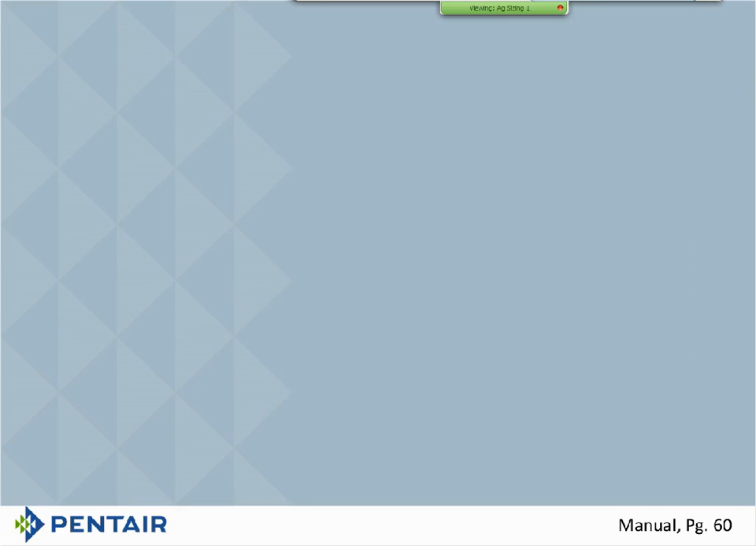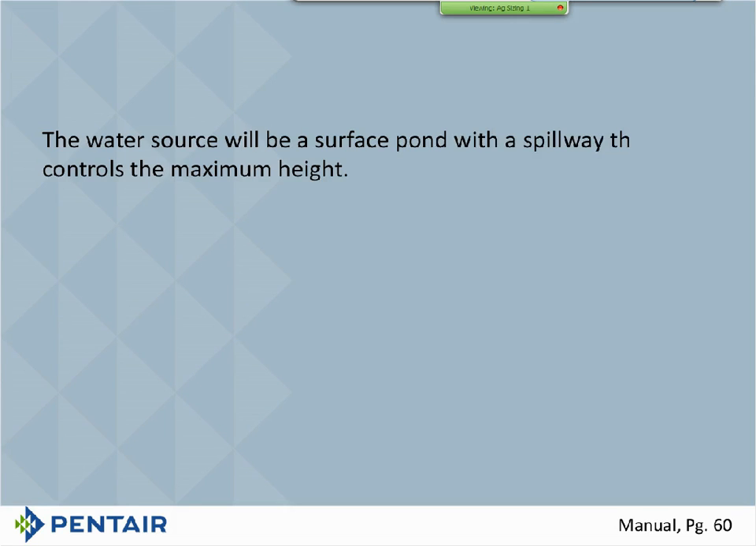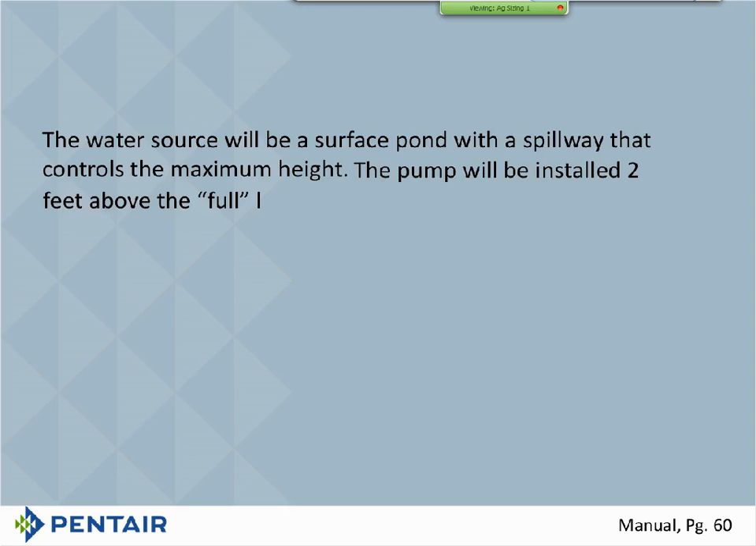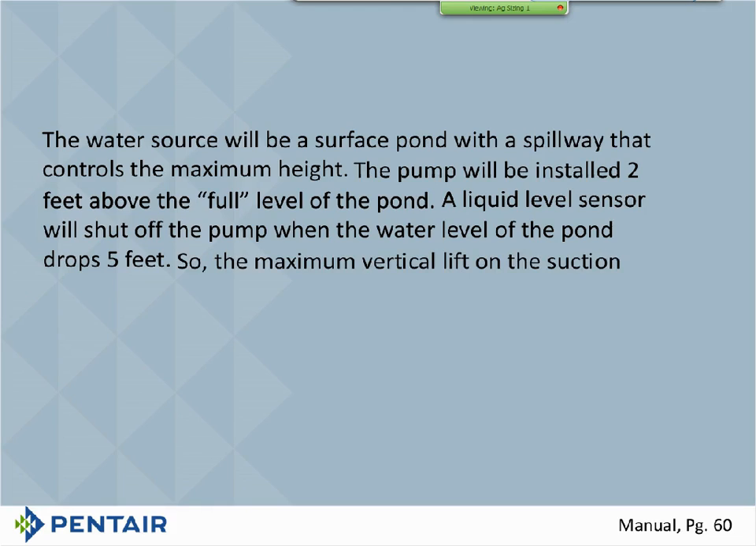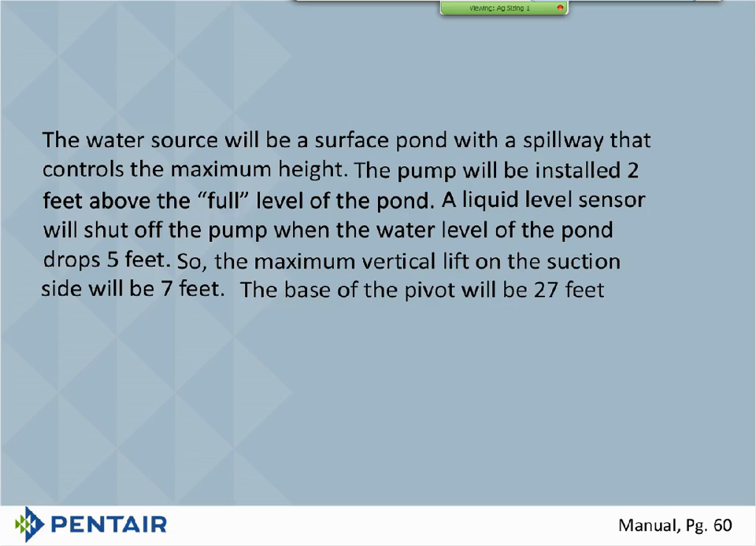Now let's take a look here. The water source is a surface pond with a spillway that controls the maximum height. The pump will be installed 2 feet above the full level of the pond. A liquid level control will shut off the pump when the water level of the pond drops 5 feet. That means our maximum vertical lift on the suction side will be 7 feet. The base of the pivot is 27 feet above the pump and 1,350 feet away horizontally.